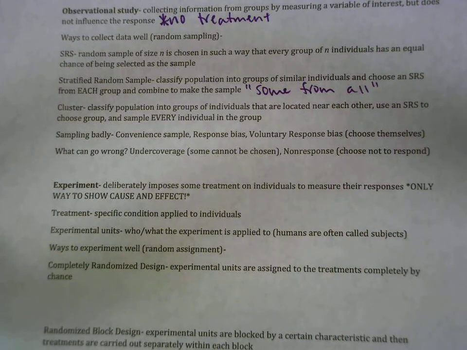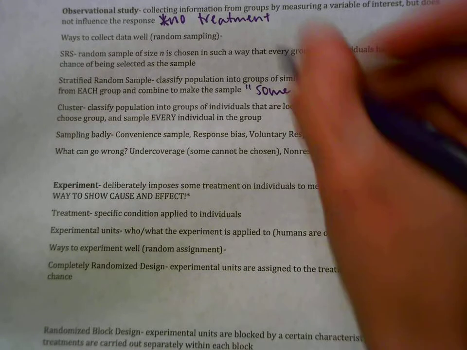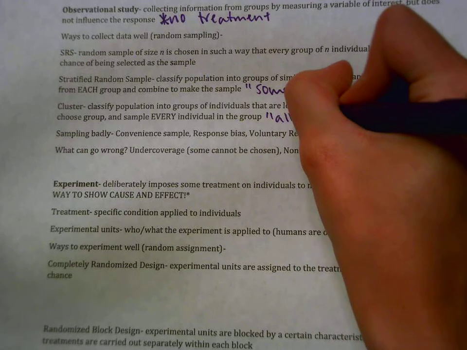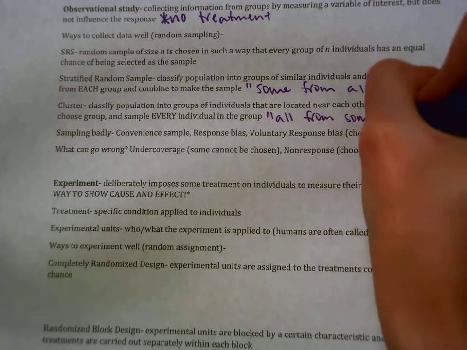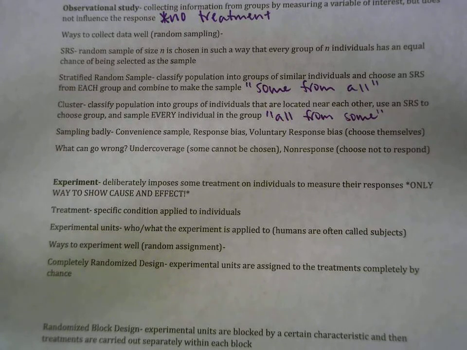Then you have a stratified random sample, which, remember, this one is some from all. To me, I also equate this with blocking, but blocking is an experiment and this is just sampling. So what you do is group them based on some characteristic, and then take some from each group. That would be like blocking based on grade, freshman, sophomore, junior, senior, and then taking 20 from each grade level. A cluster is the opposite. It's all from some. So if I grouped y'all again by class, freshmen, sophomore, junior, senior, and then I only picked 2 classes, so I took just the freshmen and the juniors, but I took all of the freshmen and all of the juniors. That would be a cluster.